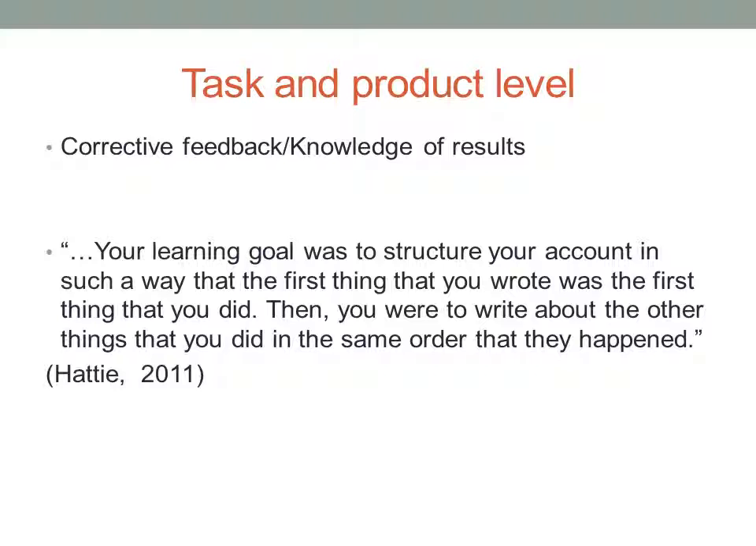Feedback at the task and product level is the most common type of feedback in classrooms. It's more information-based and is sometimes referred to as corrective feedback or knowledge of results. So some examples of this feedback are indicating correct or incorrect responses, needing more or different responses, providing more or different information relevant to the task, and building more task knowledge.